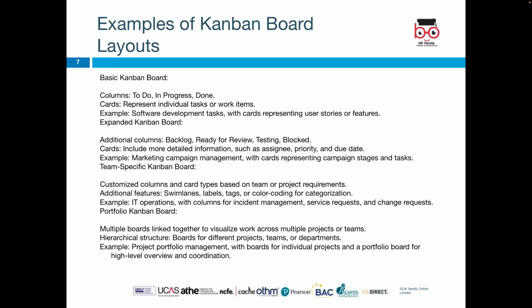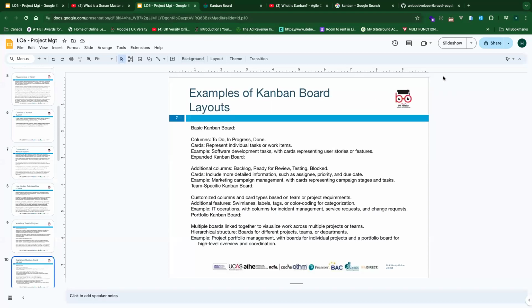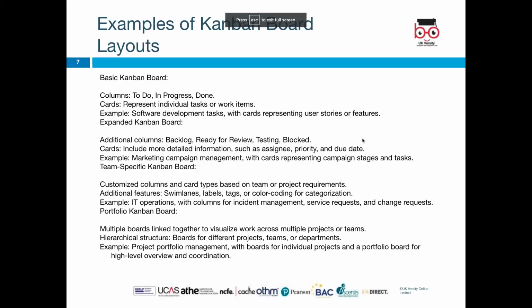The next one is the expanded Kanban board. So there are additional columns, which are backlog, ready for review, testing, and blocked. Cards include more detailed information such as assignee, priority, and due date. So it's literally the same thing as what we have here, and there can be more on here. So an example is marketing campaign management, with cards representing campaign stages and tasks.